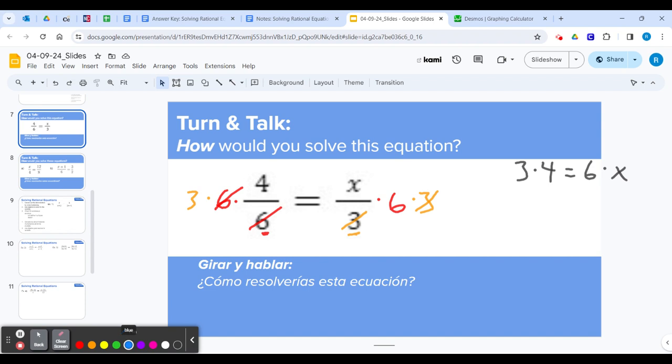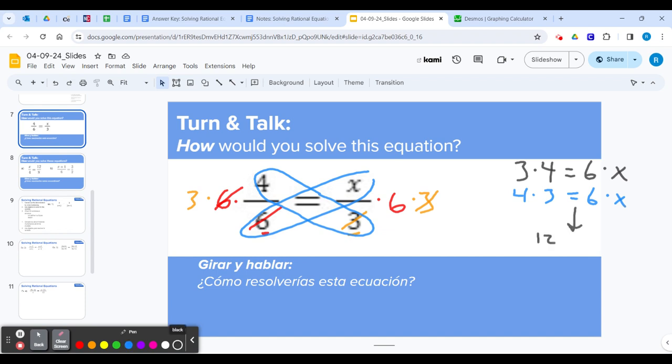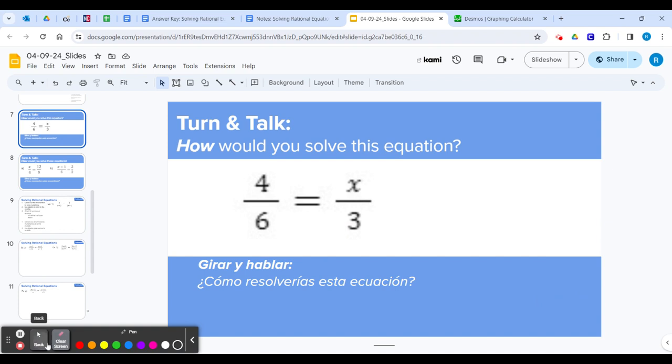Well, we could have gotten that right from the bat by doing this thing called cross multiplying, where we go 4 times 3, which is the same thing as 3 times 4, or 6 times x. They're both going to work through the same process. We're going to work this down. 12 equals 6x. We can divide by 6 on both sides and get 2 equals x. We're going to follow this same exact process just for rational equations, for stuff that's a little bit different.